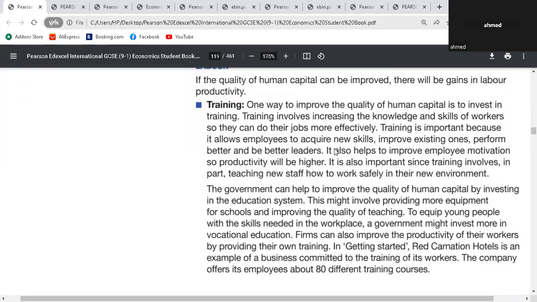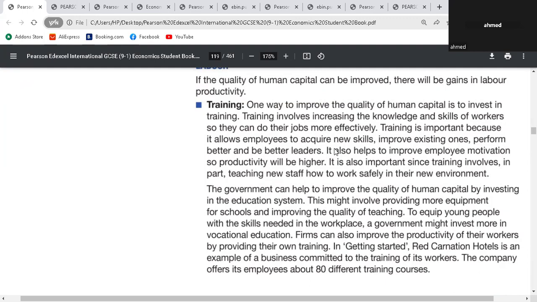When you train your employees, when you train your workers, they become better. It increases their knowledge, their skills. Things they don't know, they start knowing them. They improve the existing skills they have. They improve the existing knowledge they have. Yes or no? And they also gain new skills as well. Yes. And all these things will motivate them.